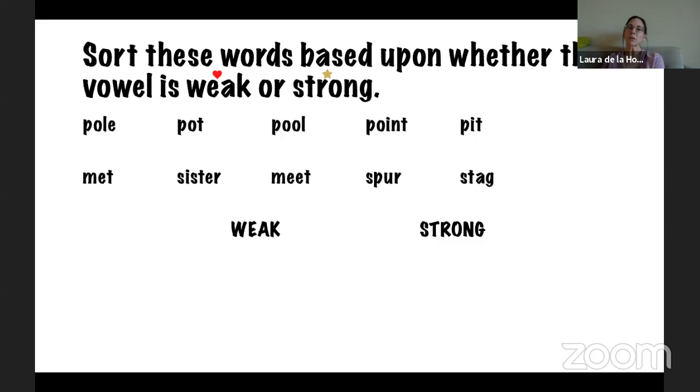But what about spur, for instance? That's considered a strong vowel, is that right? Yes. But if I put an E at the end of the word, it would say spewer, just like the word cure. So wait a minute. Cure. Oh, it says something different, doesn't it? Yeah, it does. And that happens.